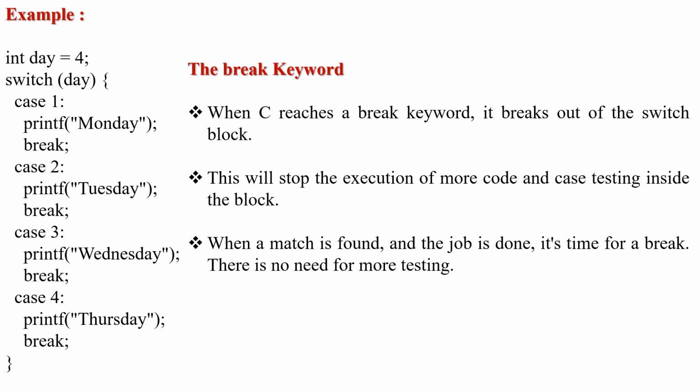In the switch statement we have a keyword called break. When C reaches a break keyword, it breaks out of the switch block, which exits from the switch. This stops the execution of more code and case testing inside the block. When a match is found and the job is done, it's time for a break. There is no need for more testing.